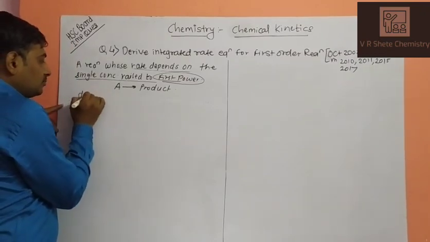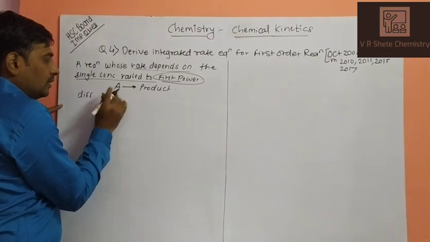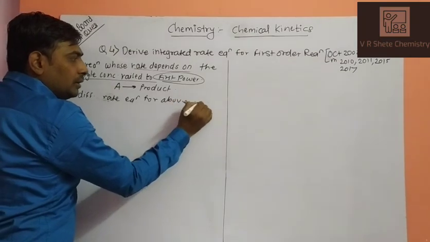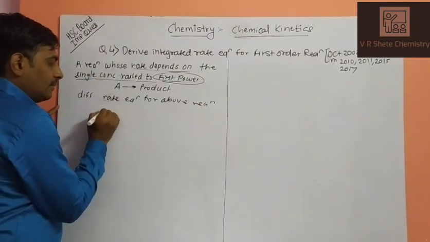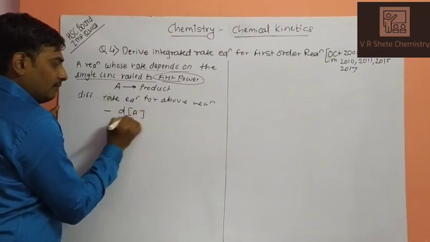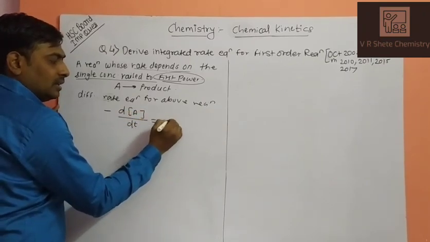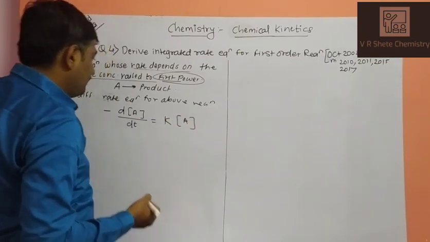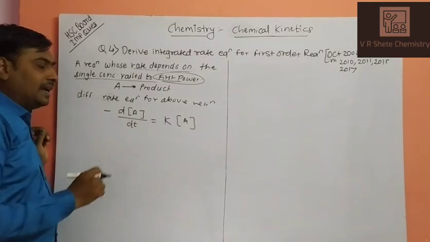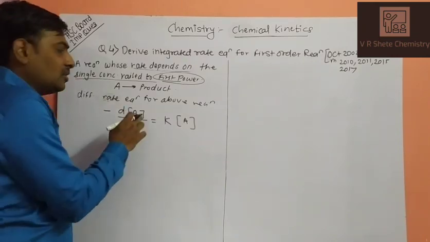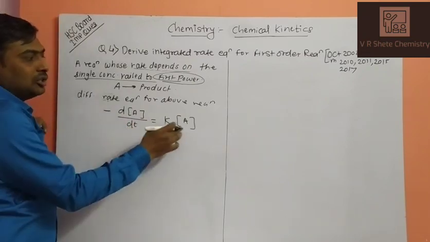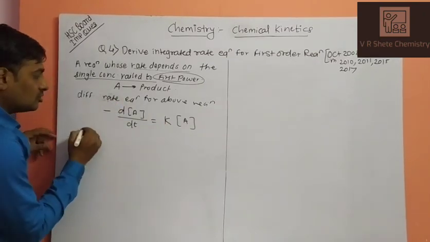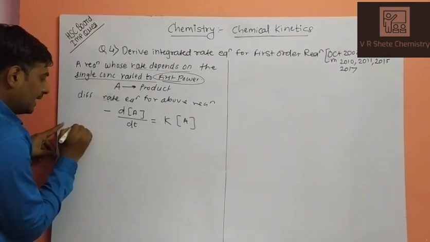Differentiating, the rate equation for the above reaction: what will we get? The change in concentration of A with time is directly proportional to the concentration of A, with proportionality constant k. The negative sign indicates a decrease in concentration of reactant per unit time. This is the average rate of reaction: change in concentration per unit time is directly proportional to the concentration of the reactant, with proportionality constant k. So we have removed the proportionality symbol. Next, we integrate the above equation.